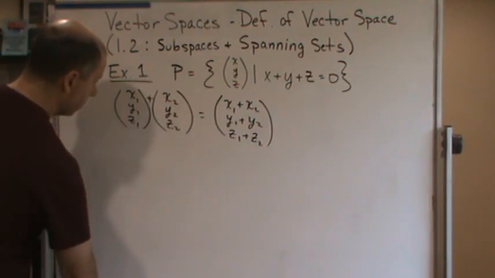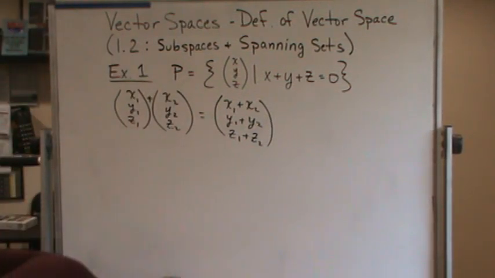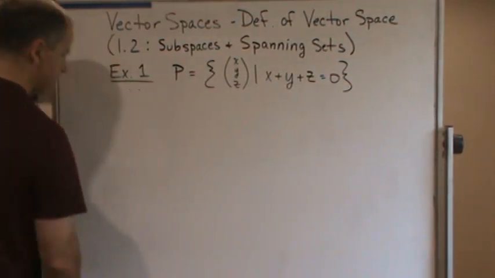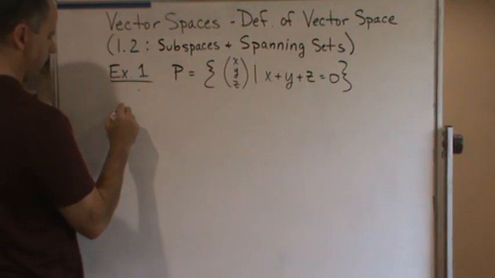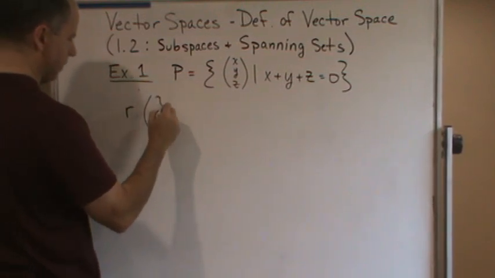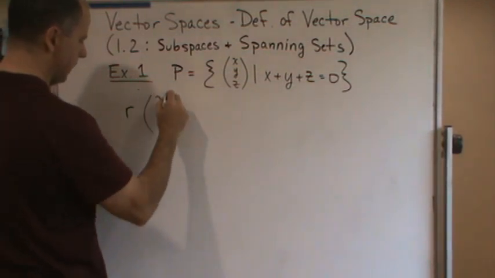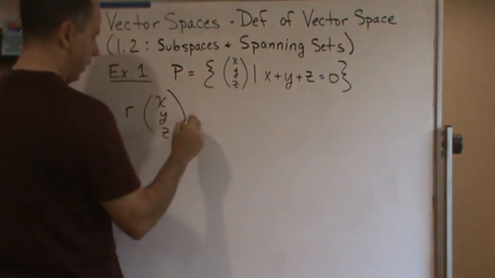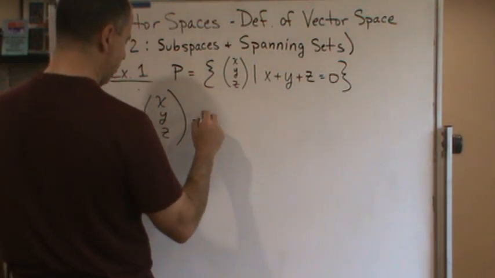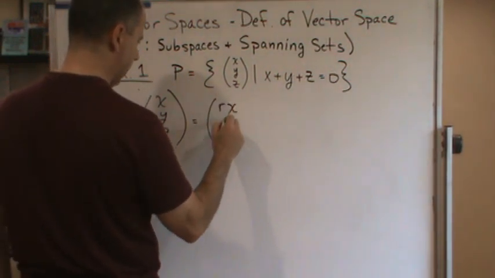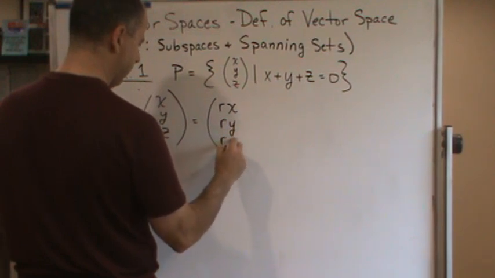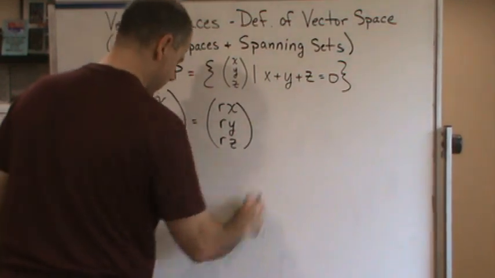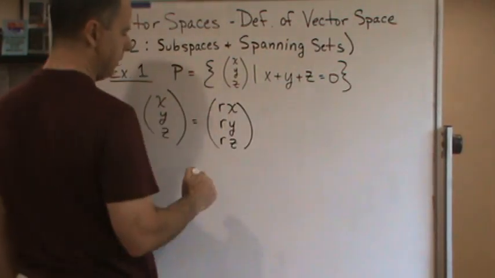Now what about closed under scalar multiplication? Well, if we take a vector from P and we multiply it by any scalar, let's see what happens. We take r times x, y, z, where this vector is from P. So we know that this is going to give us Rx, Ry, Rz.